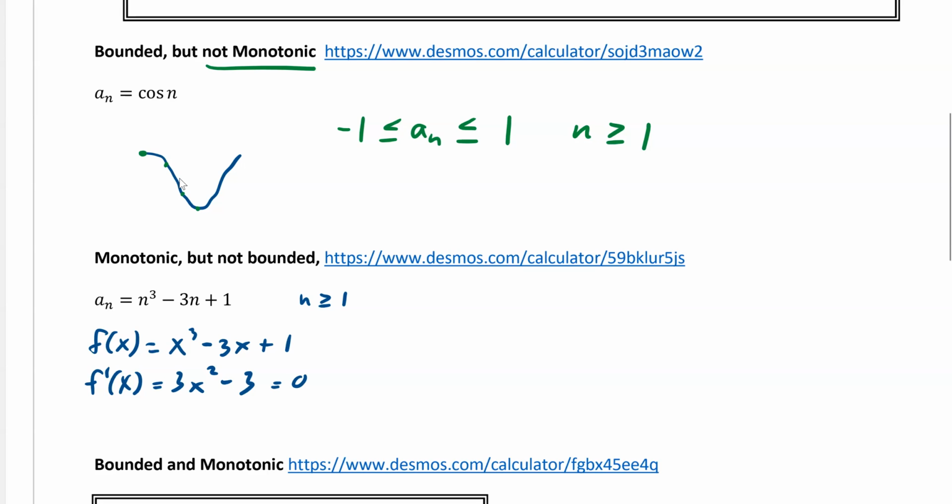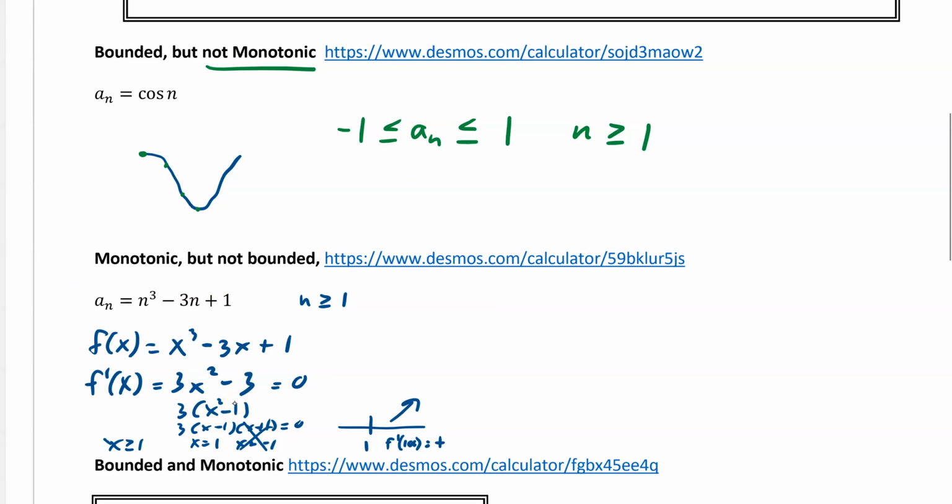If we set this equal to 0, we get 3(x minus 1)(x plus 1) equals 0. So we get x equals 1 and x equals -1. Now our x here is going to be greater than or equal to 1 because we're talking about n being plugged in, so we can just cross off -1 and say it's at 1. That means everything bigger than 1 is either always increasing or always decreasing. If you do f prime and pick any number like 100 and plug that in, you can see it becomes positive, which means it's increasing.